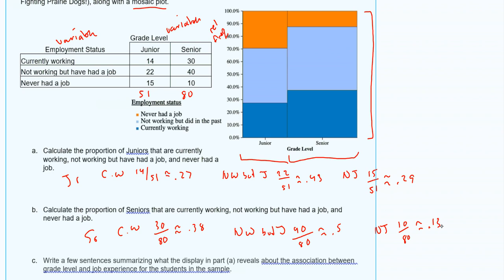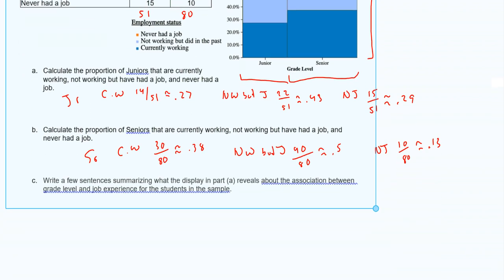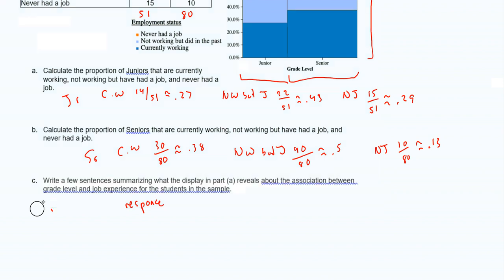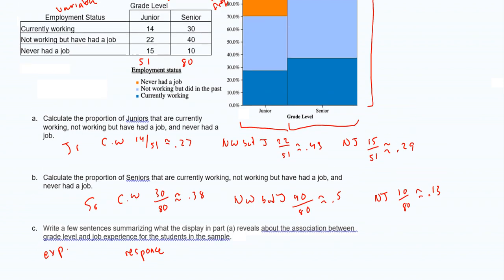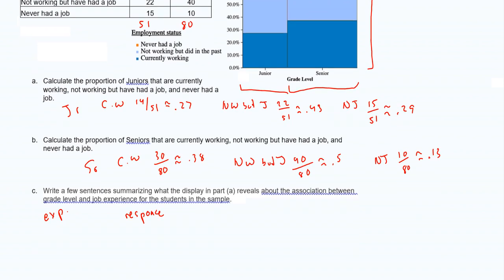Okay, so now we're going to look at this and say, write a few sentences summarizing what the display in part A reveals about the association between grade level and job experience for the students in the sample. So grade level is going to be our explanatory variable, and job experience is going to be the response variable. So when we have this, is there some sort of association? If you were in some grade level, junior or senior, what could you expect for a response?